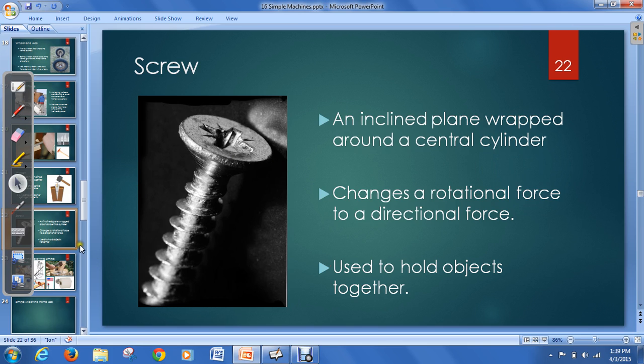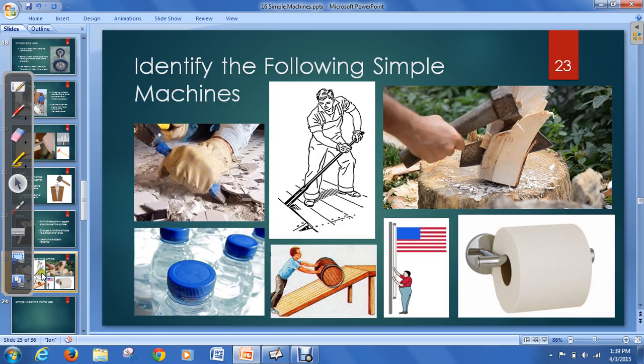Okay. All right. So the last thing I want you to do is to pause this video for a second and see if you can identify what these simple machines are in these pictures. After you've had a chance to look through that, let's go through them.